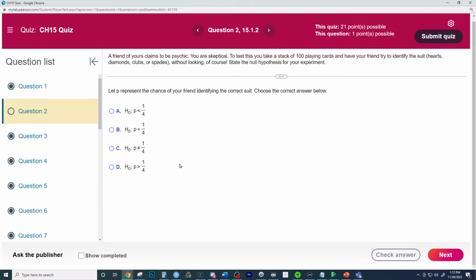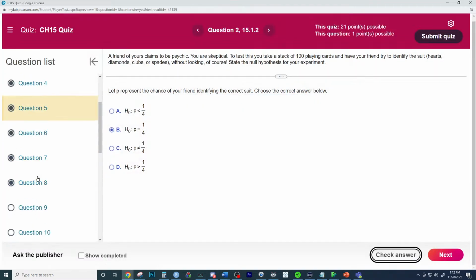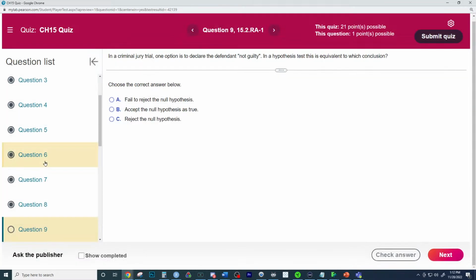And so then here, identifying the correct one, state the right null. Null has the equal sign. All you need to know right there. Null has the equal sign.